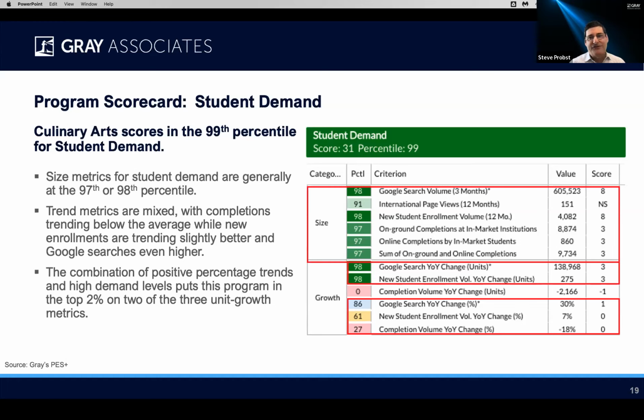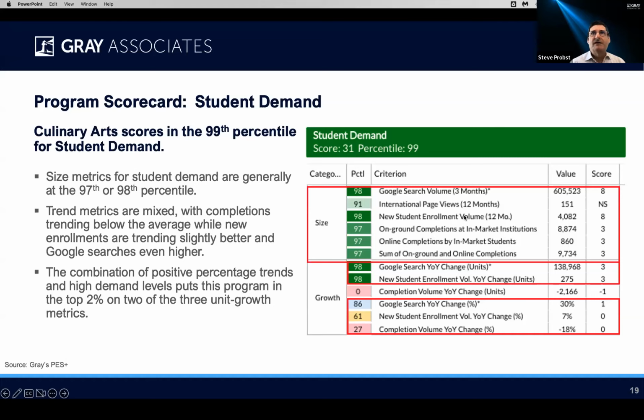They were looking at where the schools were. They basically were picking up the growth in online for SNHU, Grand Canyon, Phoenix, and Western Governors. They weren't picking up where the students were. We were picking up where the students were. We had much better information. That's our online completions by in-market students.